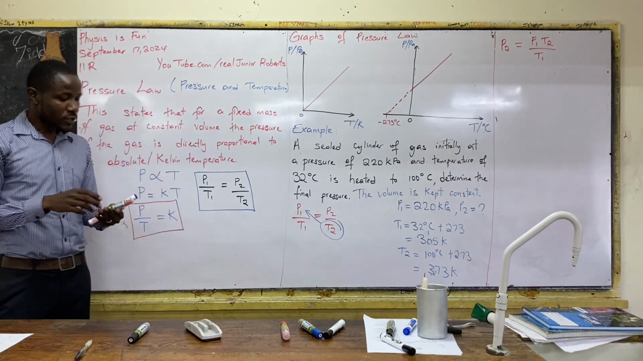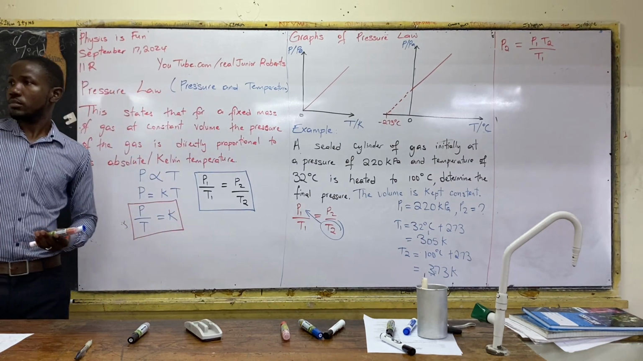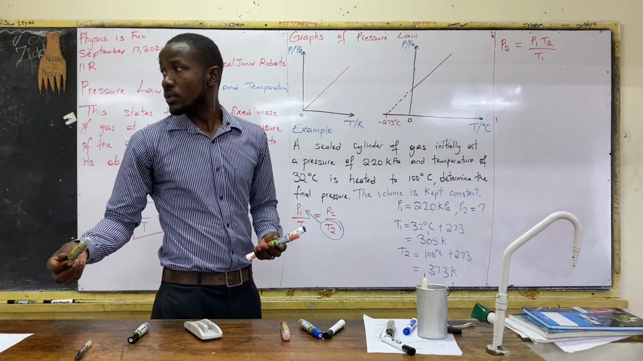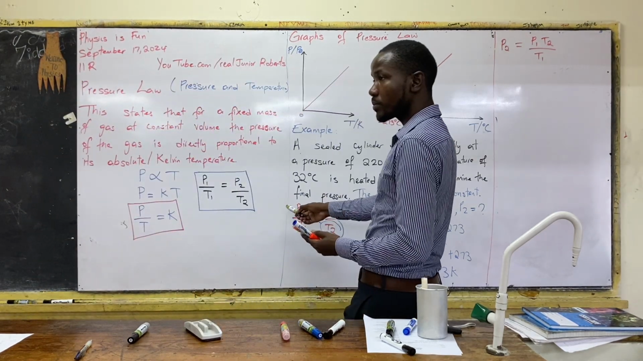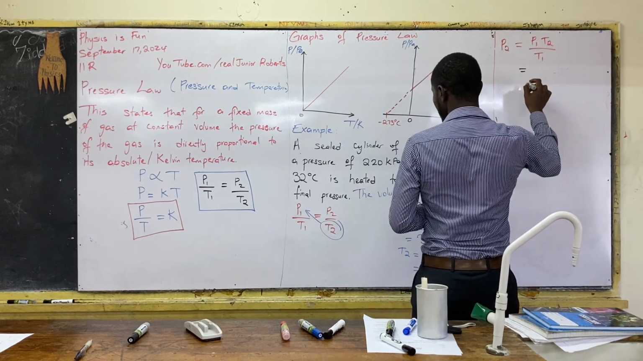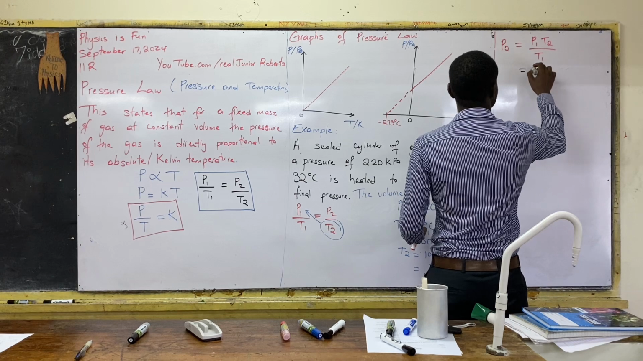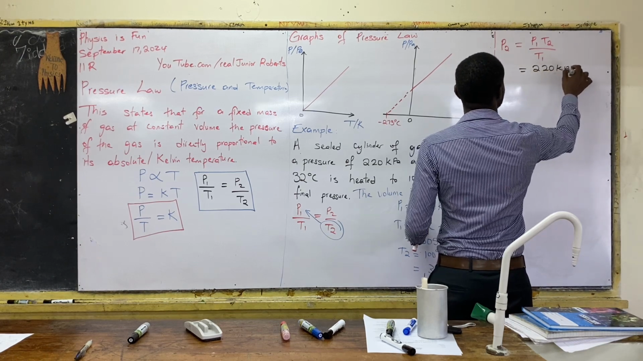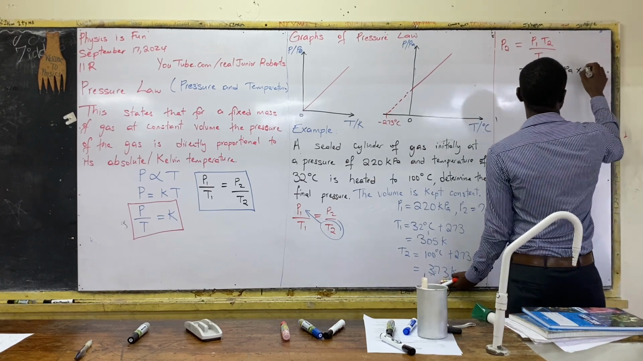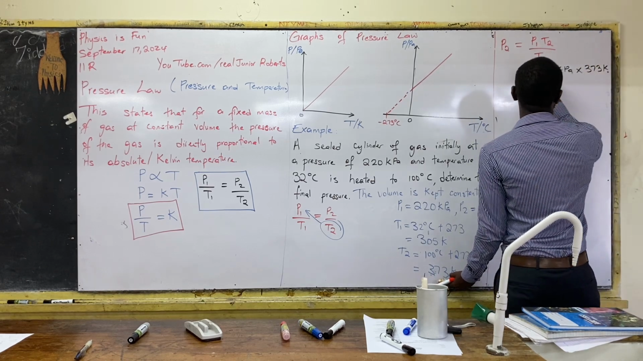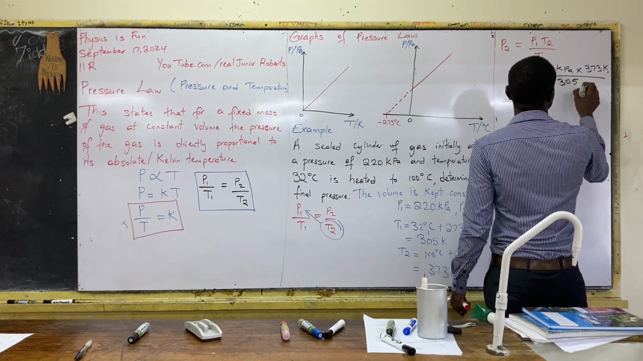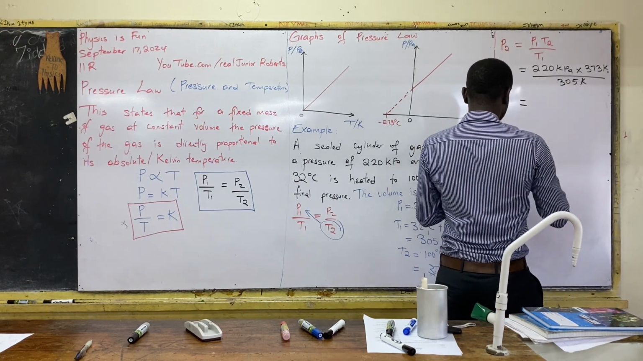Now, we have to appropriately substitute the values. We just move that up, so now we plug in the values here. P1 is 220 kilopascal, T2 is 373 Kelvin, and then T1 was 305 Kelvin. Yes, so we cancel the K's.